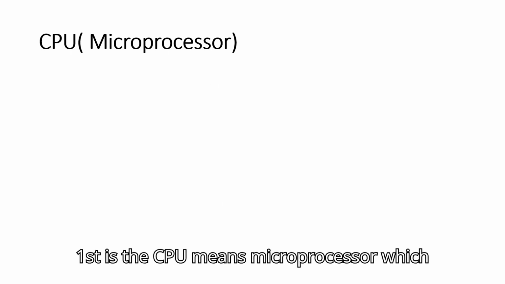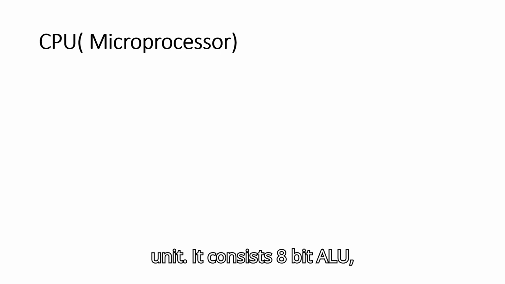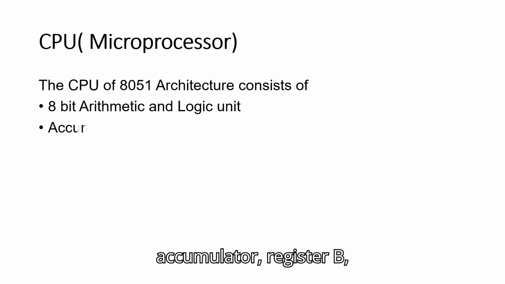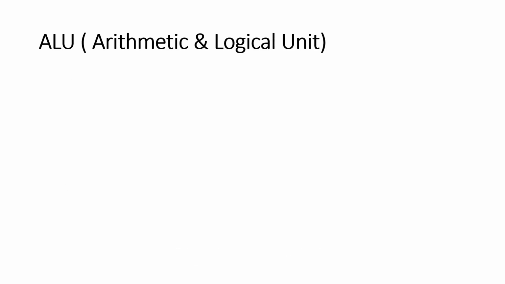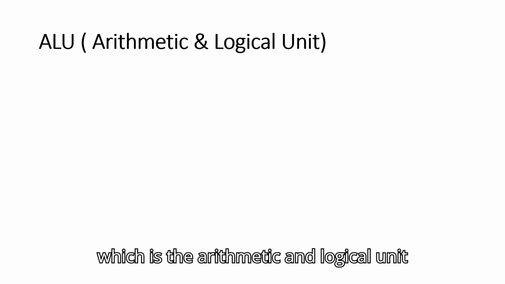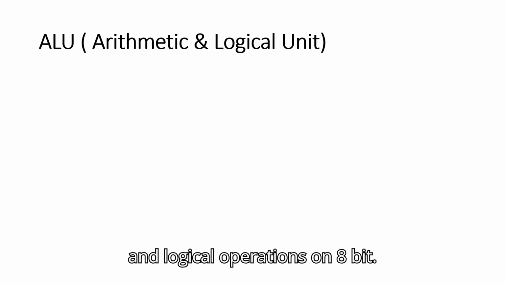First is the CPU, meaning microprocessor, which is the heart of this microcontroller unit. It consists of an 8-bit ALU, accumulator, register B, PSW and stack pointer. The first is the ALU, which is the arithmetic and logical unit, which is used to perform the arithmetic and logical operations on 8 bits.